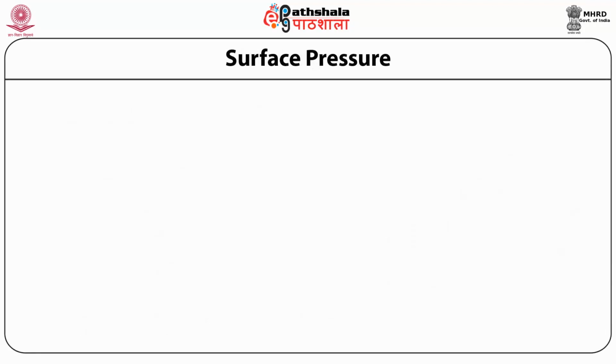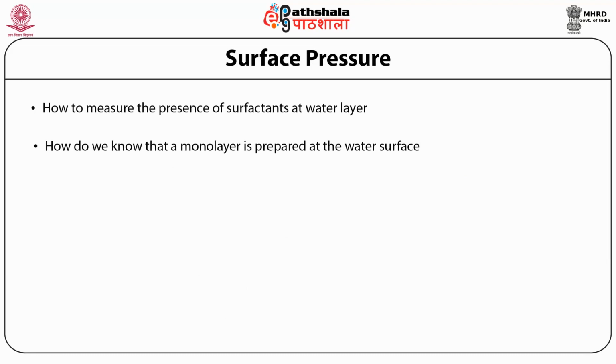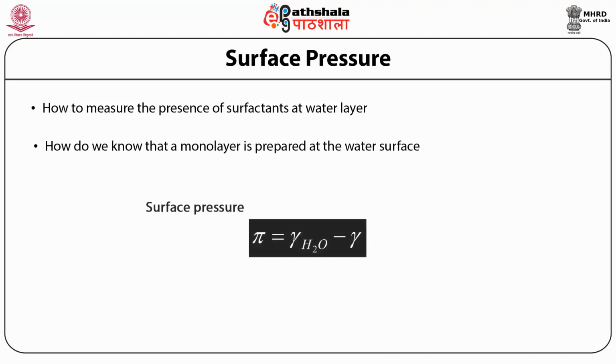So when we spread some molecules on the water, how do we measure the presence of a surfactant layer on the water surface? One way is measuring the surface tension. As you know, the surface tension of pure water is maximum. When you put something on the surface, some surfactant, you only reduce the surface tension, and therefore this equation gives pi equal to gamma H2O minus gamma. This last gamma is when you spread something on the surface.